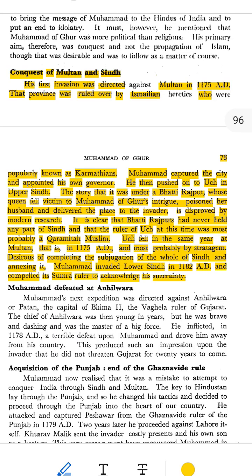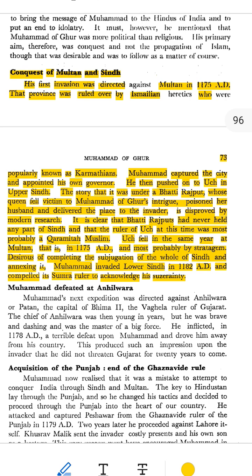1. Multan conquered in 1175 AD. Multan was a wealthy and religious city in southern Punjab. It was ruled by a Muslim sect called the Ismailis, also known as Karmathians or Karamita. Most mainstream Muslims at that time saw them as heretics, people with false or dangerous religious beliefs.